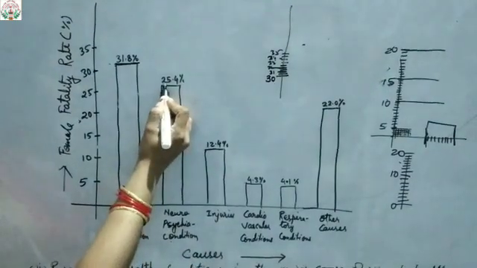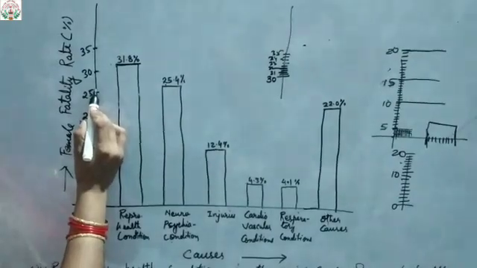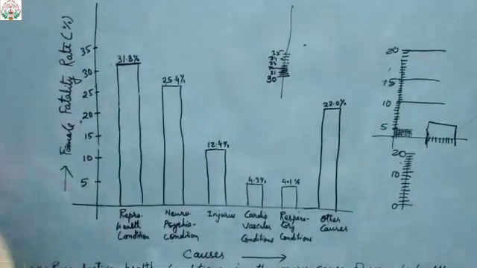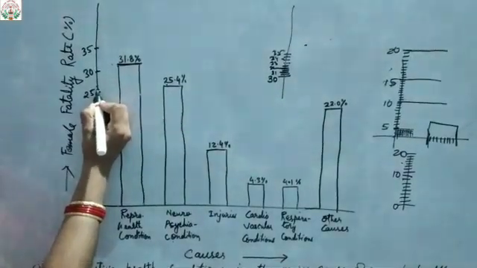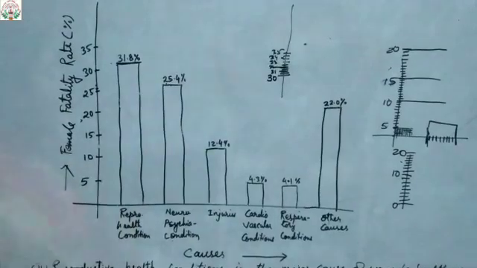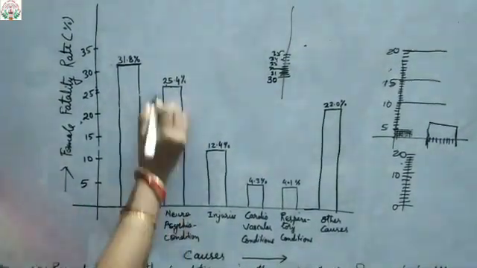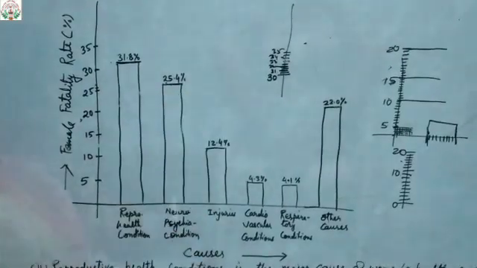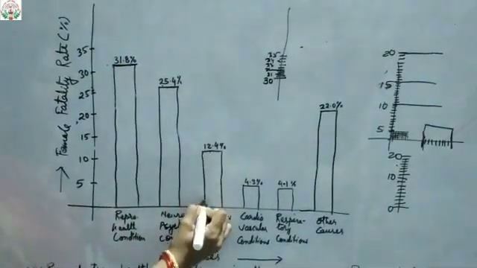What is it? 25.4. So 25 means this one, and 0.4 means count again the same way. Between one line, just less than that line will be your 25.4. Draw the line. Same way, same width, bar graph. Then again, injuries 12.4. Draw the bar graph.